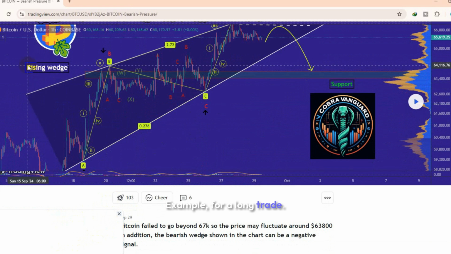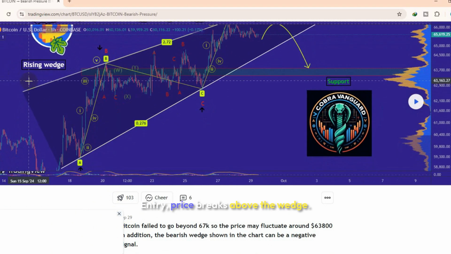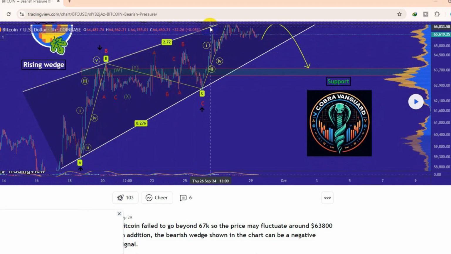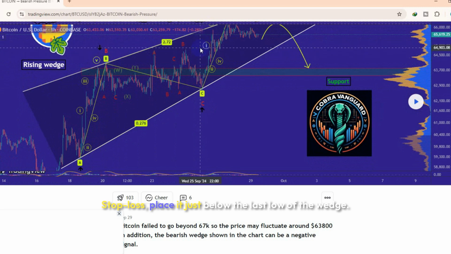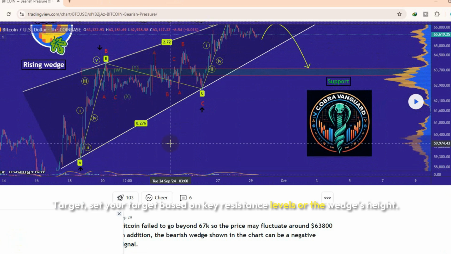Example for a long trade. Entry. Price breaks above the wedge. Stop loss. Place it just below the last low of the wedge. Target. Set your target based on key resistance levels or the wedge's height.